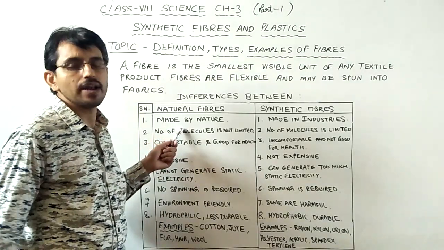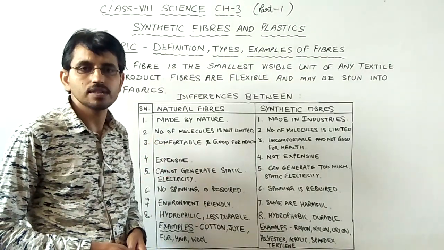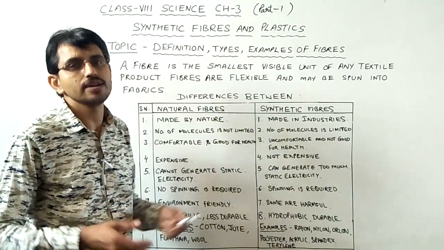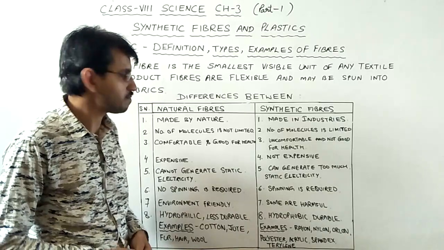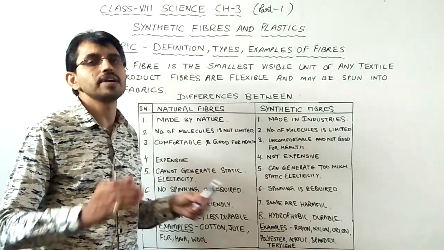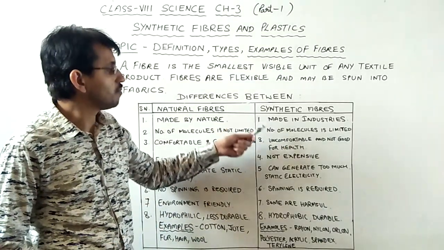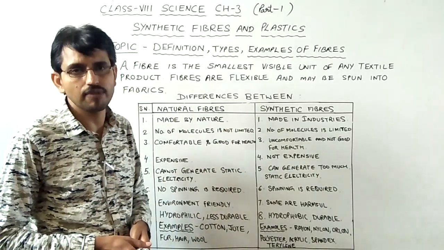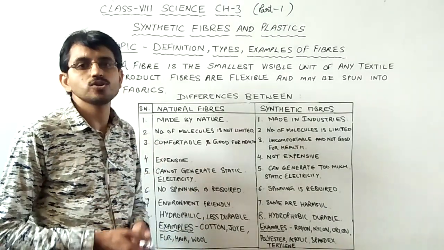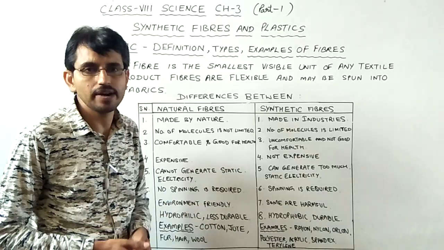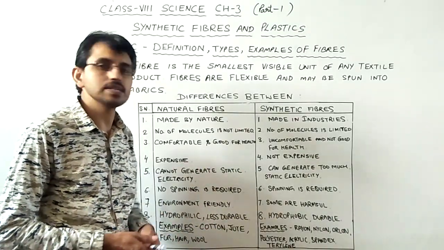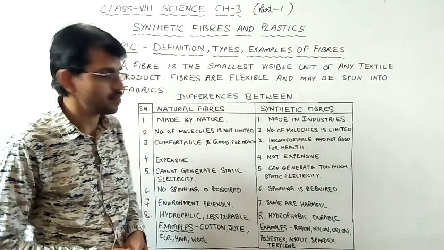Natural fibers are made by nature. They are obtained from plants and animals. And synthetic fibers are prepared by man in industries, textile industries. Number of molecules in natural fibers is not limited, but number of molecules is limited in synthetic fibers. Here, one more thing is there, the length of the natural fiber is also controlled by nature, so it cannot be increased or decreased, but in synthetic fibers, the length can be controlled by man.